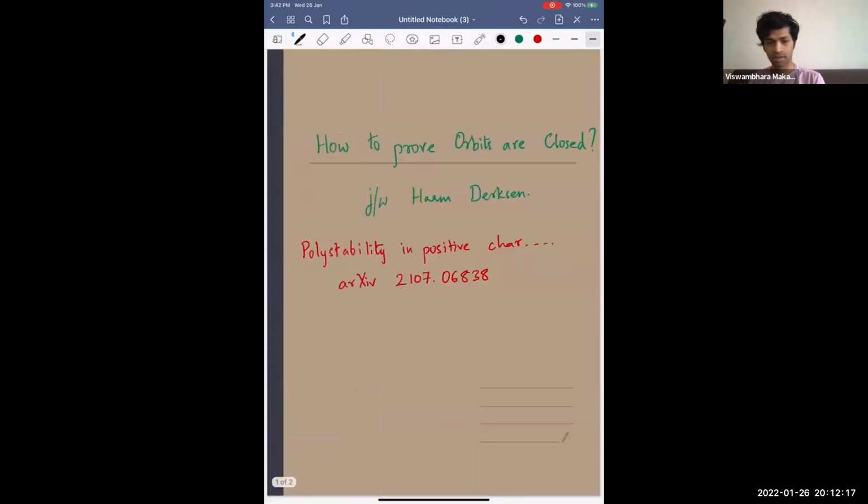And the paper's up on arXiv. It's been accepted to a journal with minor revisions, but I encourage you to look at the arXiv version for a lot more details. I'm going to keep skipping every now and then, because you have to believe some things on faith to see where things go. And this is of course joint work with Harm Derksen.